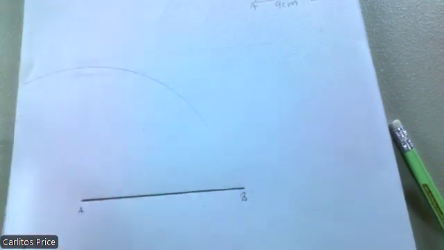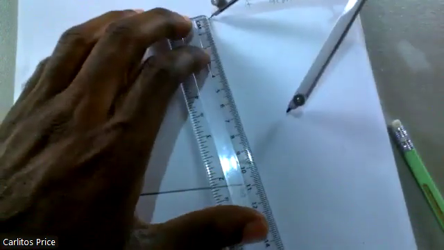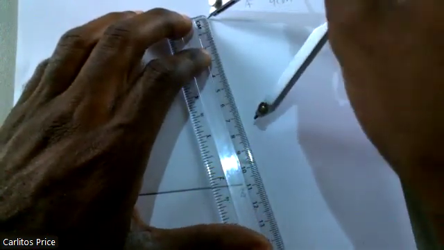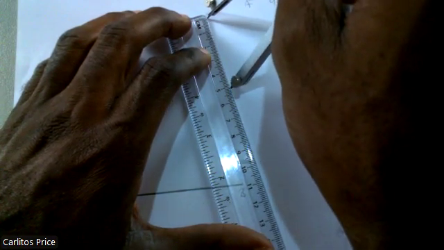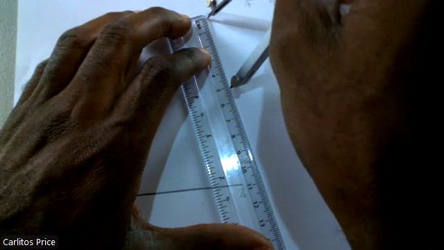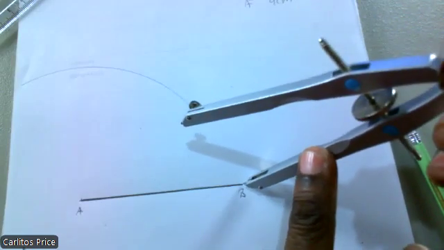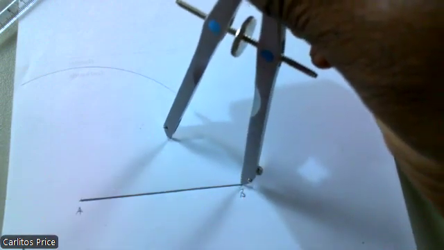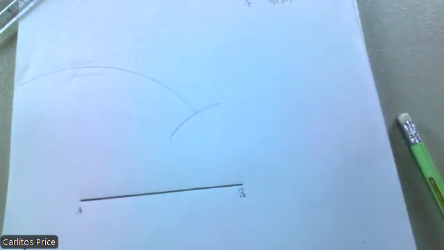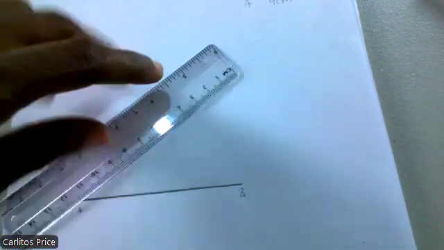So we know the other side is 5 centimeters, BC. So this time we set the compass to 5 centimeters. There we go. Try to be as accurate as possible. And we set the compass with the center at B, and we make the arc to cut the first arc. That's the most important part. There we go. Now we use that intersection point as the point for our lines to finish our triangle.